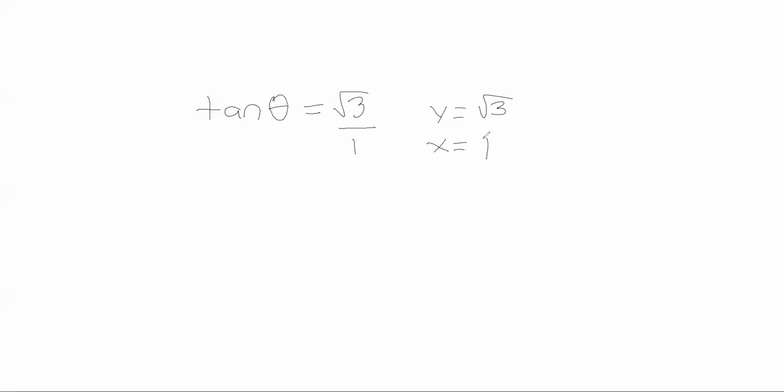I'm not that sure. So let's draw it out. We want to draw the plane. And then our x value is 1. Our y value is square root of 3. And this is a special right triangle. The hypotenuse in this one has to be 2.